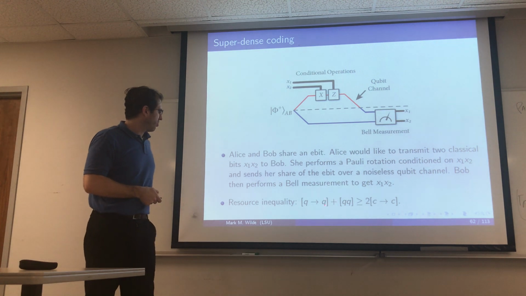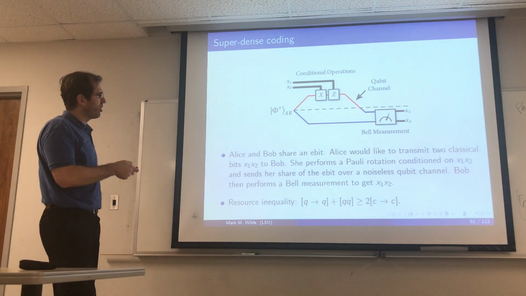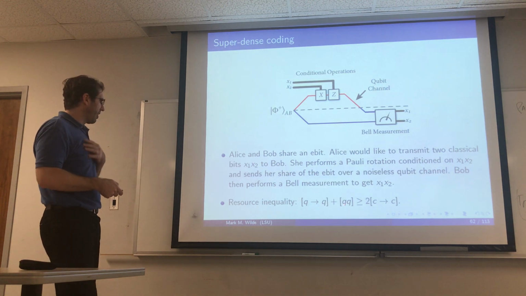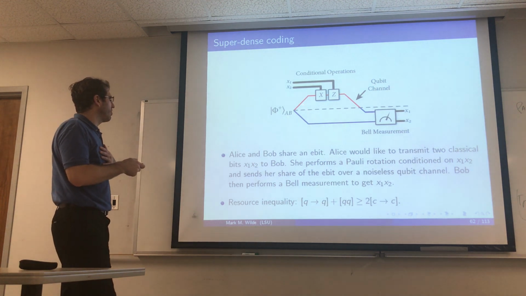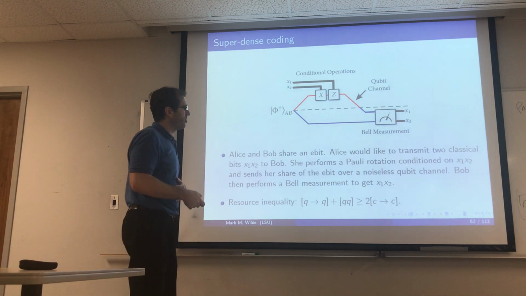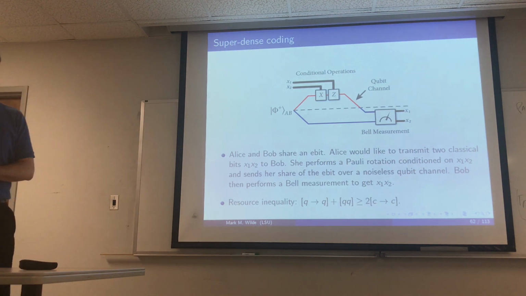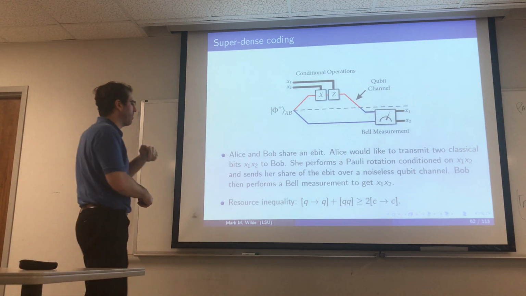So that's superdense coding, and it's a famous and important protocol. And what does it tell you? Well, by using a qubit channel, see it crosses the dotted line, and by a maximally entangled state, which is also crossing the dotted line, they can communicate 2 classical bits. Alice can communicate 2 classical bits to Bob.